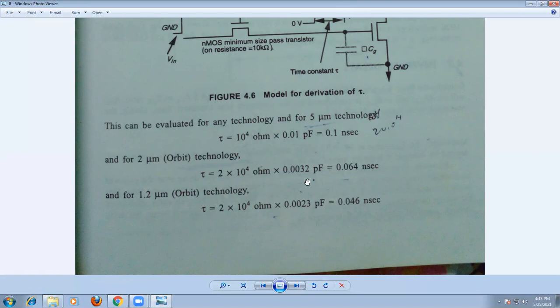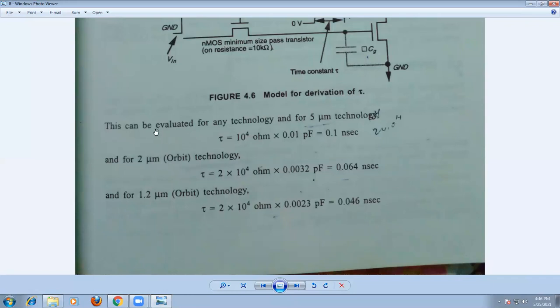1 square cc in 2 micrometer technology is 0.0032 picofarad. Similarly, in 1.2 micrometer technology, 1 square cc is equal to 0.0023 picofarad. Substituting all these values, depending upon the values of RS in the particular technology, you will get the delay value.